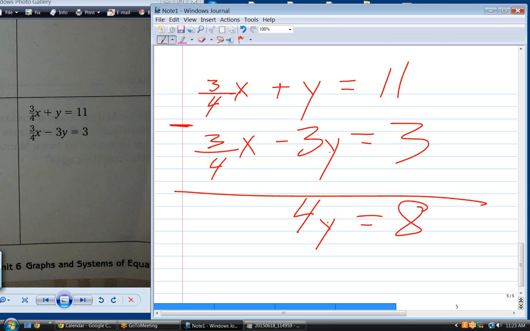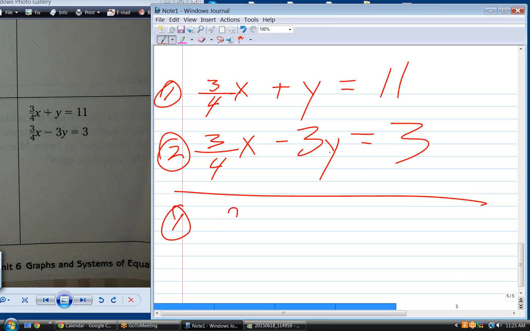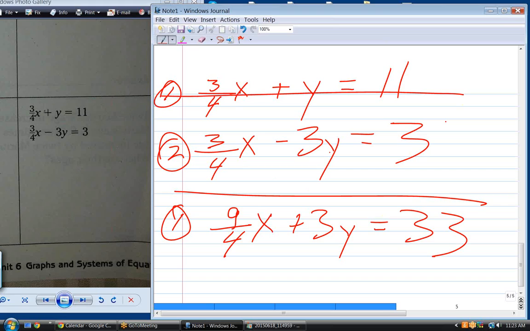In other words, it's fine that we can do this problem by subtracting. The problem, you'll notice, would have been significantly harder had we done what you wanted to do. We can do it that way. Let's just look at what the difference is. And sometimes why you should subtract and not add is because it's so much easier. If I multiply the top by 3, okay, well, what do I get? I get 9/4 x plus 3y equals 33. Okay, so that's my new equation.